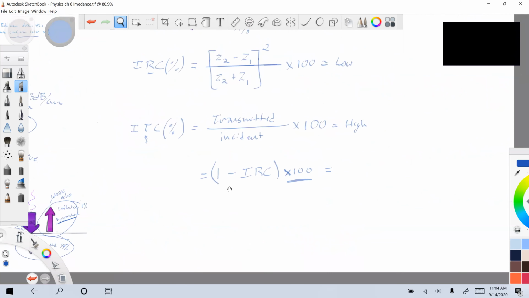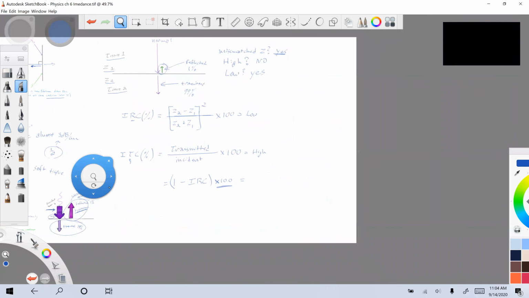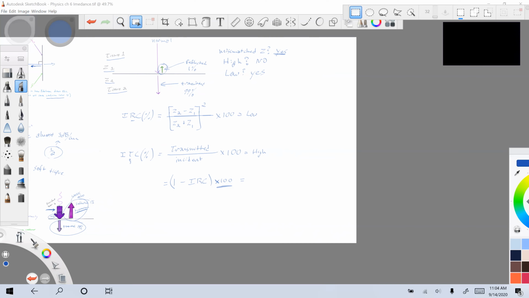I'm starting to write too large, so I'll just use half my page here. All right, and there's more than one way to skin a cat here. Let me just take everything I just did.